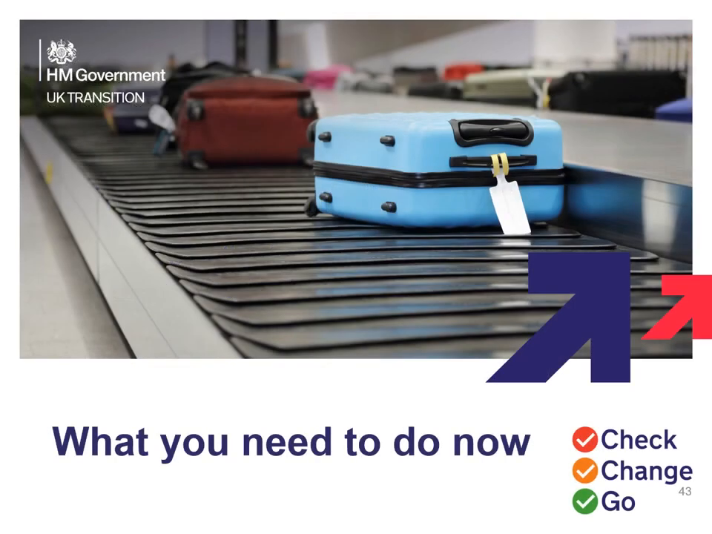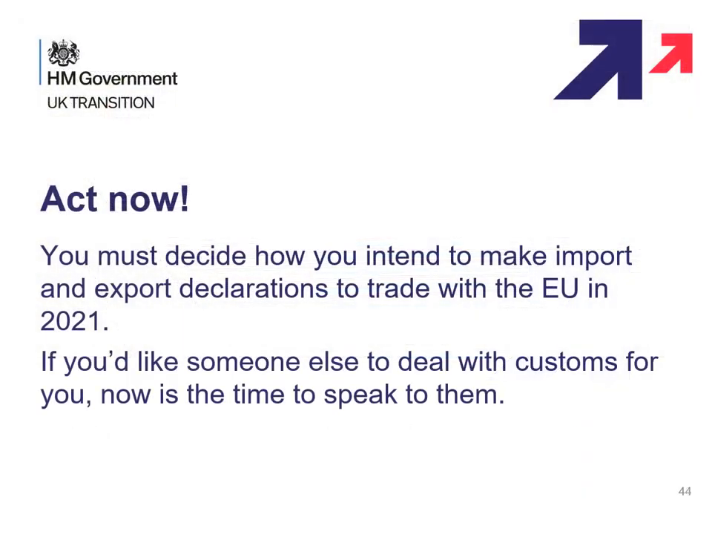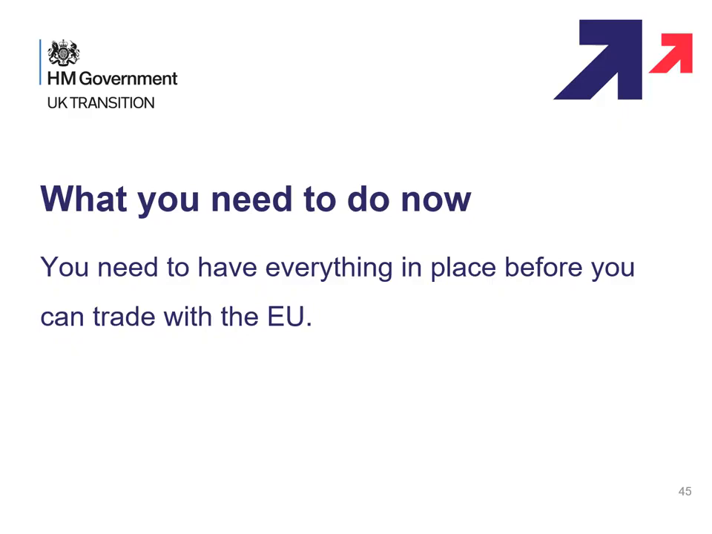This section looks at what you need to do now. You must decide how you intend to make import and export declarations to trade with the EU in 2021. If you'd like someone else to deal with customs for you, now is the time to speak to them, whether it be a freight forwarder, a fast parcel operator, or a customs agent. You need to have everything in place before you can trade with the EU.